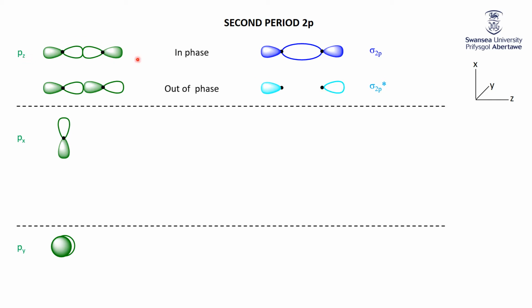So there's the pz on one, pz on the other. In phase, what we saw before, a sigma 2p bonding orbital. Now the out of phase to give us the antibonding. Now let's start looking at the px's.